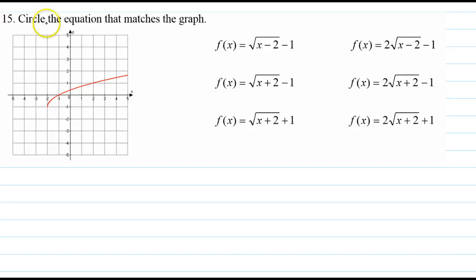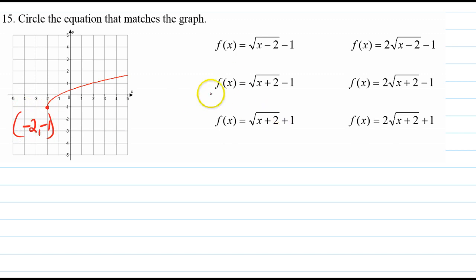All right, let's take a look at number 15. Circle the equation that matches the graph. So what we're looking for here is where's the center or the vertex starting point of the graph. And so our parent function has been shifted 2 to the left and 1 down. So it starts at -2, -1.